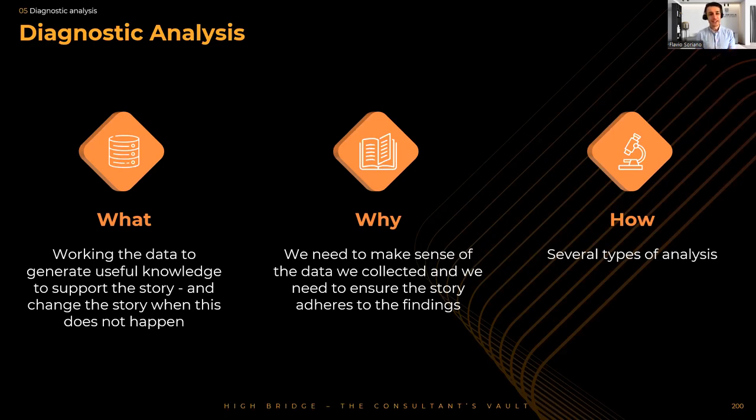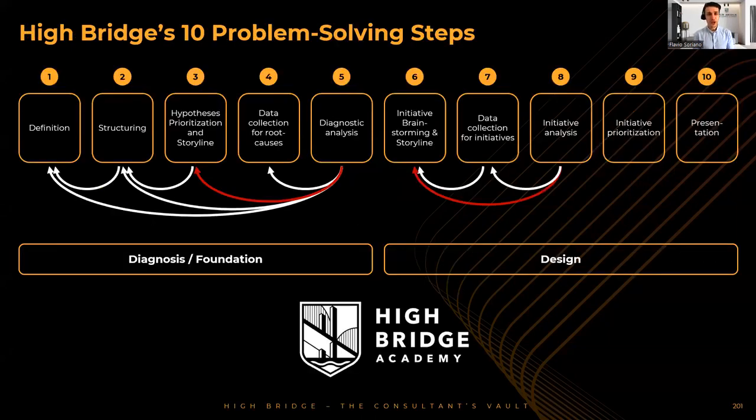Why? Well, we need to make sense of the data we collected, and we need to ensure the story adheres to the findings. And how do we do that? Well, there are several types of analysis. So what we're doing here in step number 5, with an analogy with step number 8, is going back to the hypothesis and the storyline every time we find something surprising that contradicts what we were thinking or our draft storyline and our goal slides. Okay, so we go back and then we iterate.